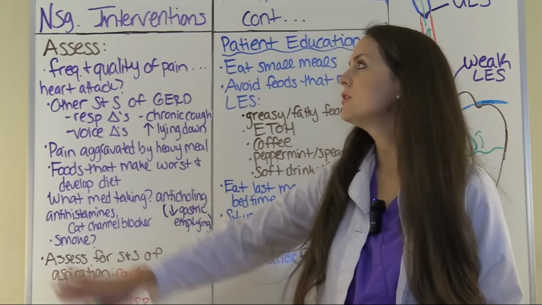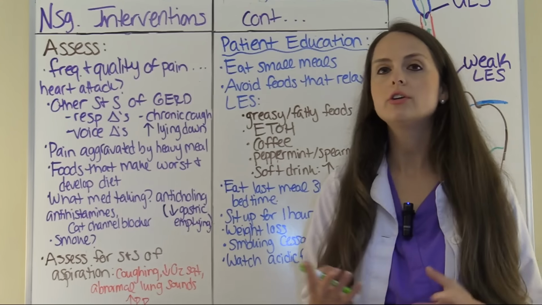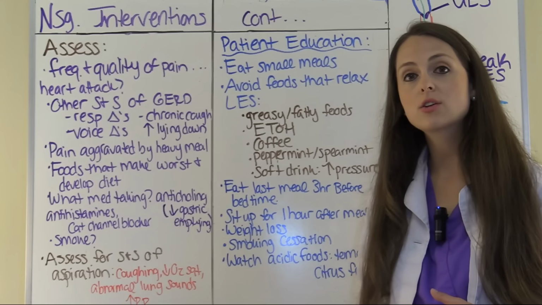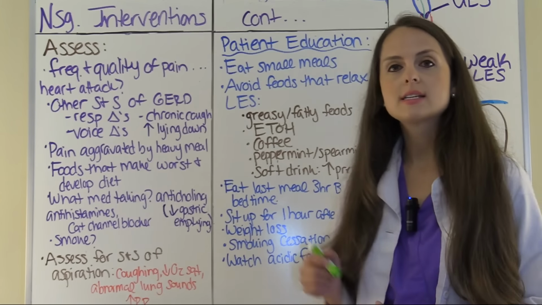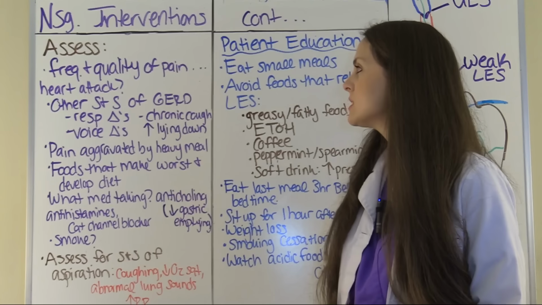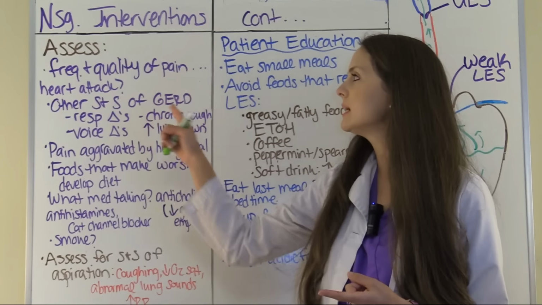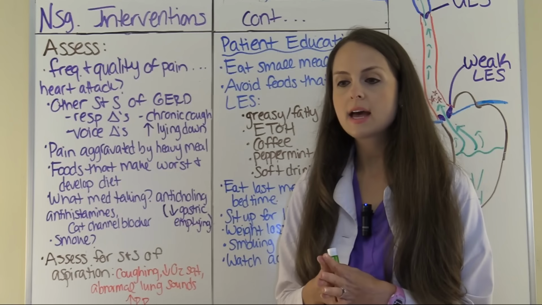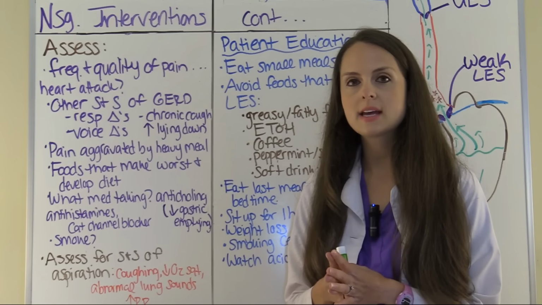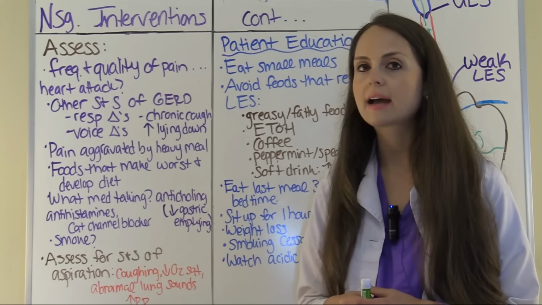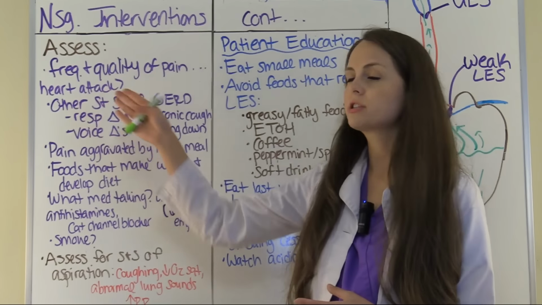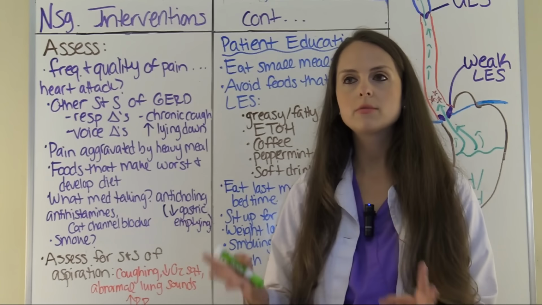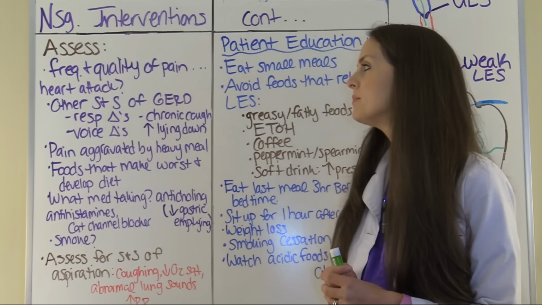Now let's talk about the nursing interventions. What are you going to do for a patient who has GERD or you suspect has GERD? Okay, one thing we're going to do is we're going to assess the patient's frequency and quality of pain, because a lot of times patients may say, oh, my reflux is just acting up. And in reality, they may be having a myocardial infarction, a heart attack. So you want to be able to differentiate between those two.